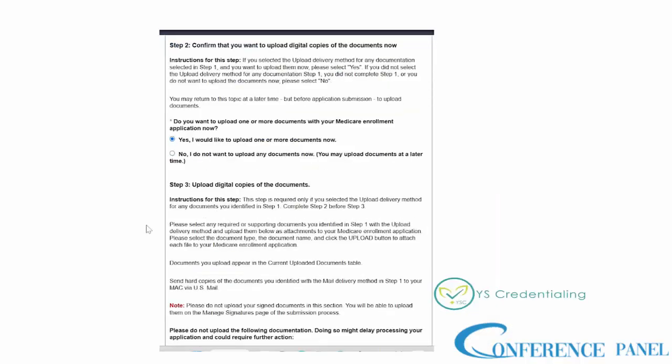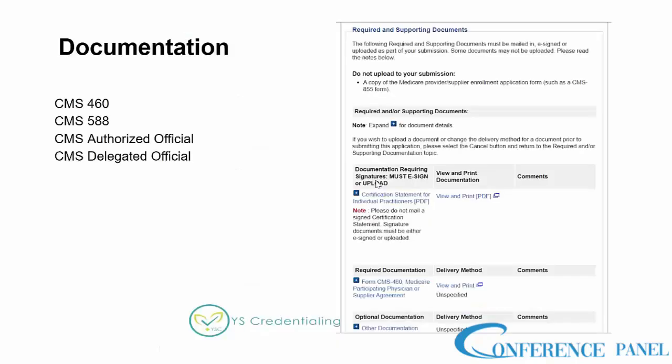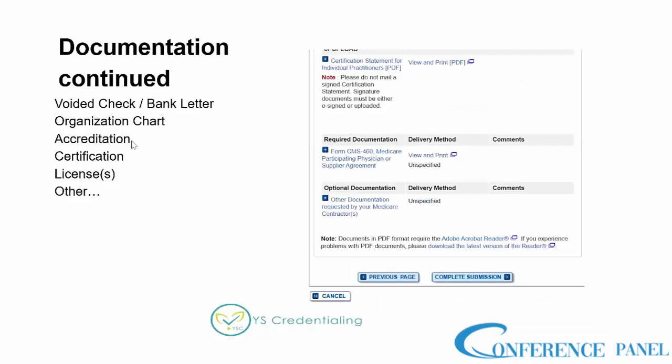You would be uploading all those forms that we talked about, the 460, the CLIA, the 588. So documentation is the 460, the 588, the AO, the DO. More of the documentation, which we keep reviewing, is the voided check, the bank letter, the organizational chart, which you're going to create if there isn't one. There's so many easy templates for you to follow.